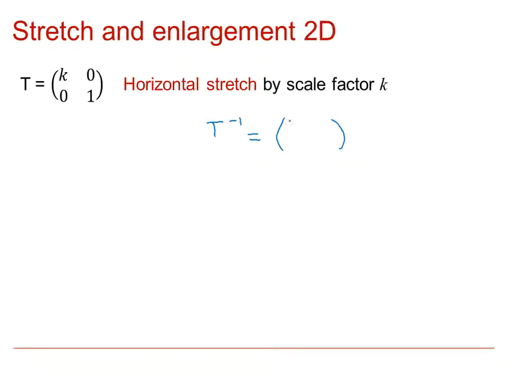So to undo this horizontal stretch, our inverse matrix is going to be 1 over k, 0, 0, 1. And its determinant, as you can see, is 1 over k.